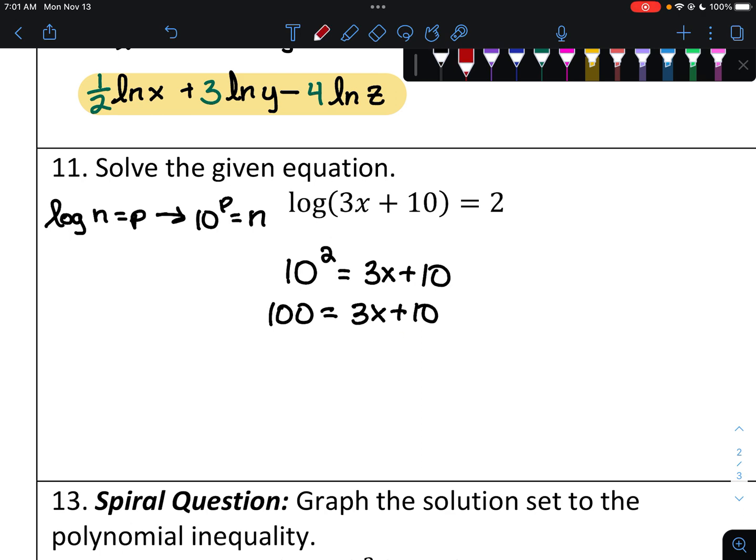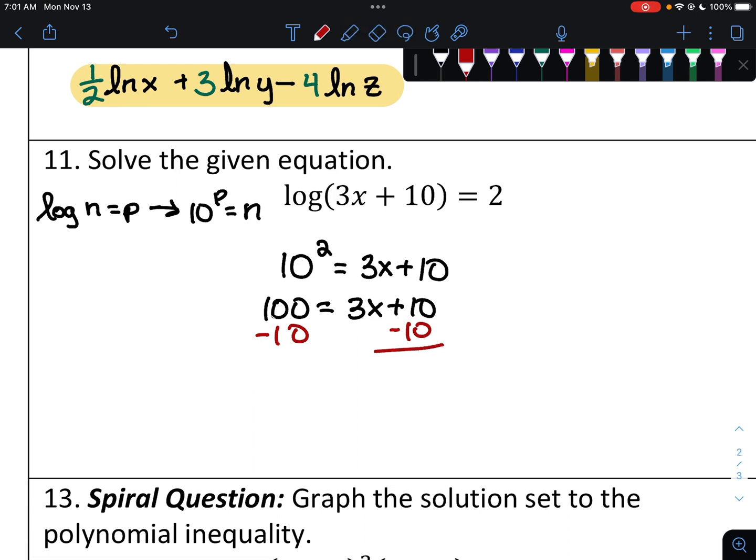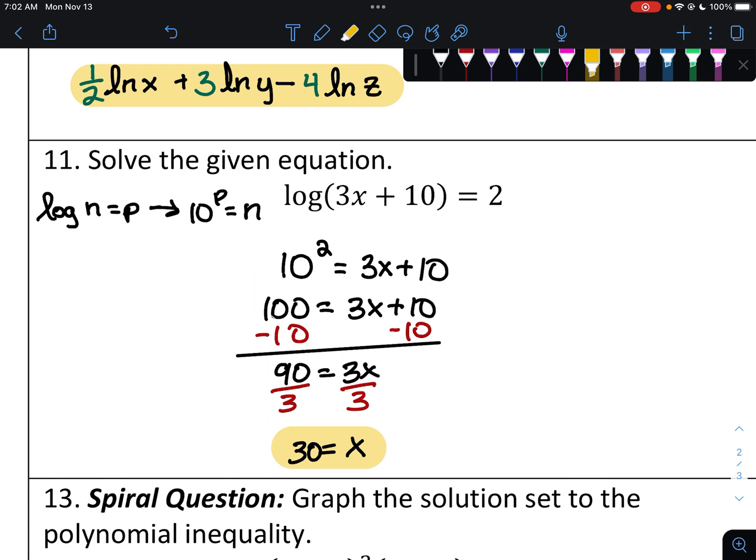We get 100 equals 3x plus 10. If I subtract 10 from both sides, 100 minus 10 is 90 equals 3x. When we divide by 3 on both sides, we get x equals 30. And that will be the answer that we think. So we do have to make sure that we check our answer and plug it back in to make sure it all works out.